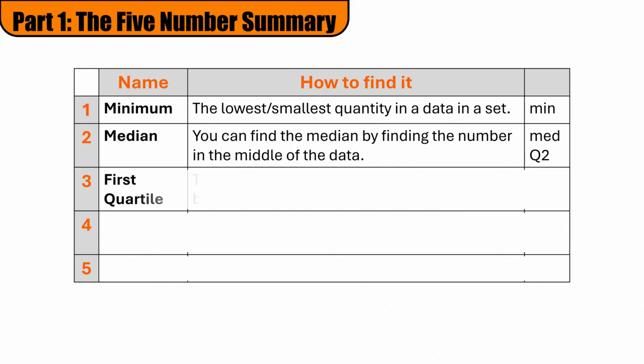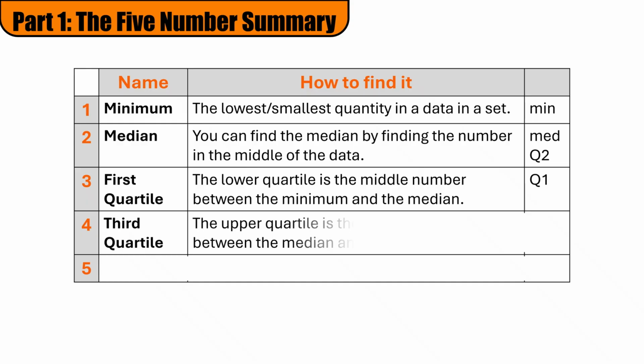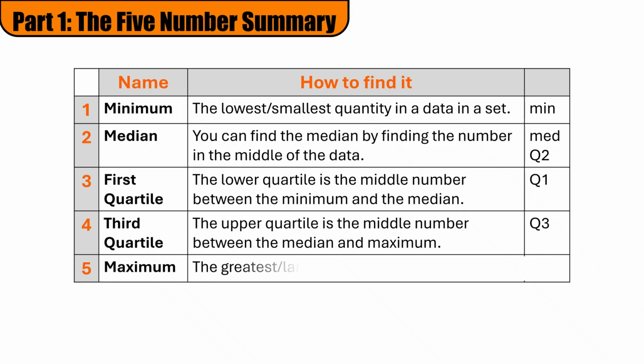The first quartile, or Q1, is the median of the lower half of the data. It represents the 25th percentile, meaning a quarter of the data falls at or below this value. The third quartile, Q3, is the median of the upper half of the data. It marks the 75th percentile, showing the point below which 3/4 of the data lie. And finally, the maximum is the largest value in the data set. Together, these 5 values describe the spread, center, and overall distribution of the data.